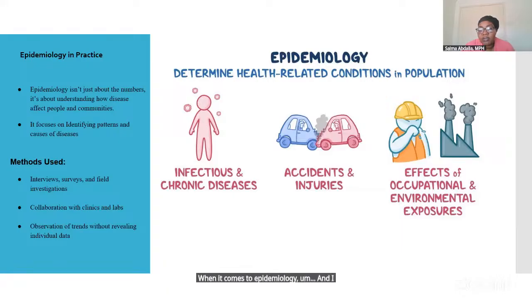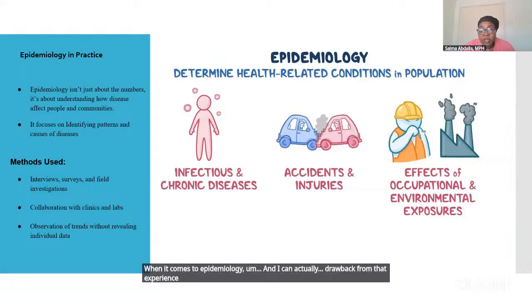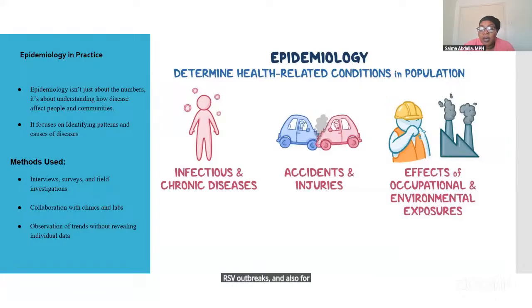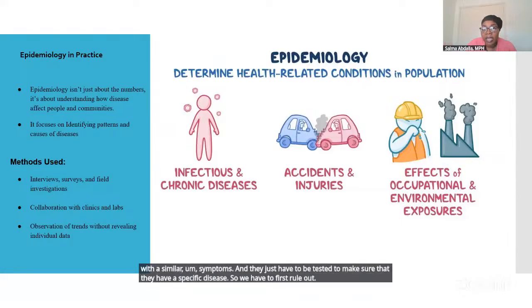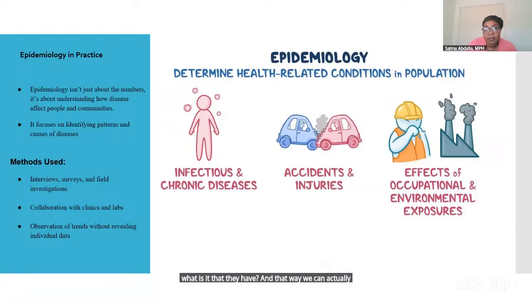I can draw from my experience working with the Colorado Department of Public Health and Environment. We supported investigations for COVID-19 outbreaks, RSV outbreaks, and also flu outbreaks as well. The three of them can be similar, and sometimes you can even have people with similar symptoms, and they have to be tested to make sure they have the specific disease. So we first have to rule out what it is that they have, and that way we can make sure not a lot of people are getting this disease, so the disease is not spreading.